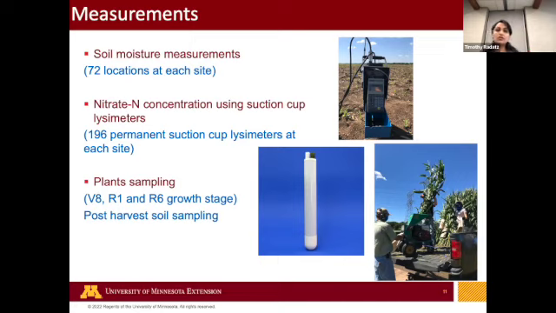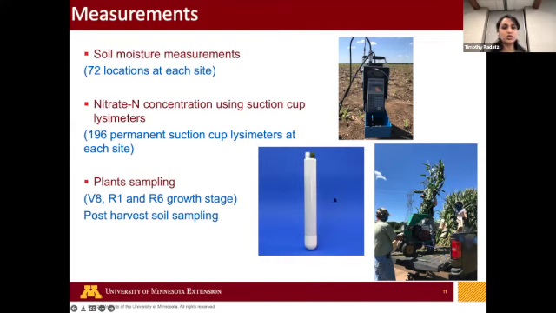The second measurement we do is the nitrate nitrogen concentration using suction cup lysimeters. We have 196 permanent suction cup lysimeters at each site. Each of our plots has 2 suction cup lysimeters that we collect water samples from each week and then send to the lab for nitrate nitrogen analysis. We want to know how much water is leaching below the root zone, as well as how much nitrate is going to be lost through that water. So we have all that data as well.